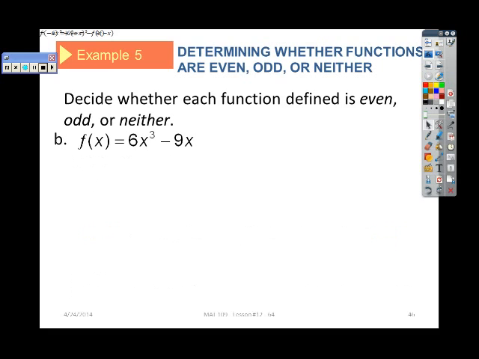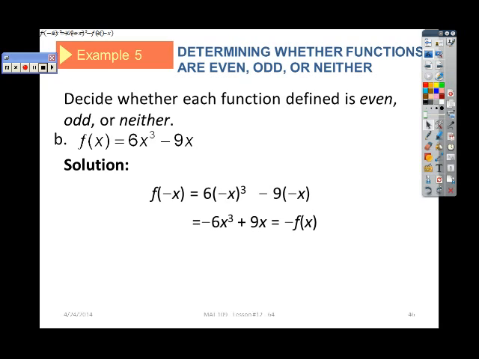Here, put minus x in, so evaluate that at minus x. And you wind up getting minus 6x cubed plus 9x when you simplify, which is minus this. So f of minus x equals minus f of x. That's an odd function. Exponents are odd. That's going to be consistent with polynomial functions.